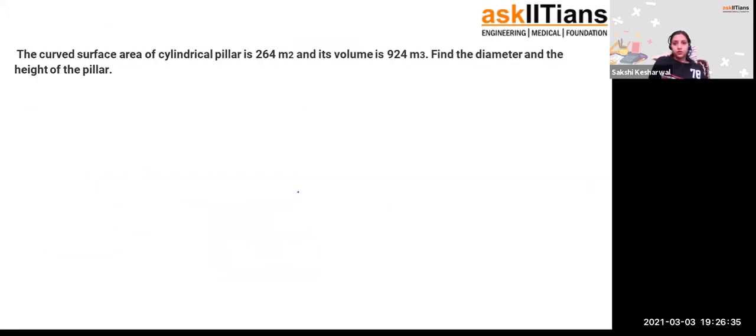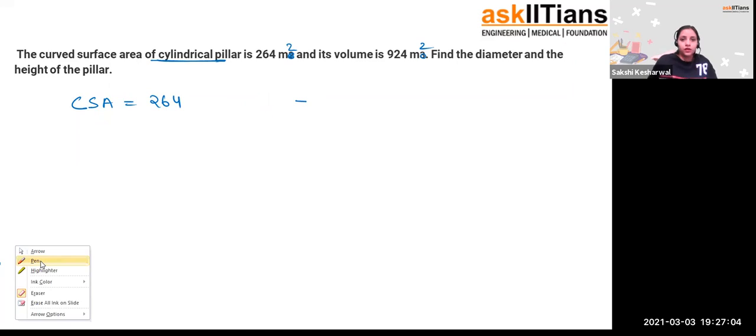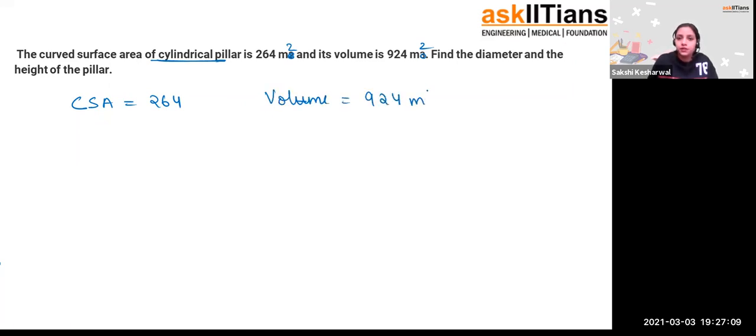Okay, now let's do the questions. It says that the curved surface area of a cylindrical pillar is 264 meters square and the volume is 924 meters cube. Find the diameter and the height of the pillar. What is given? That is CSA. We are talking about the cylinder. So CSA is equal to 264, and sorry, it's not TSA, it's volume. Volume is equal to 924 meter cube, right? This is cube and this is square.